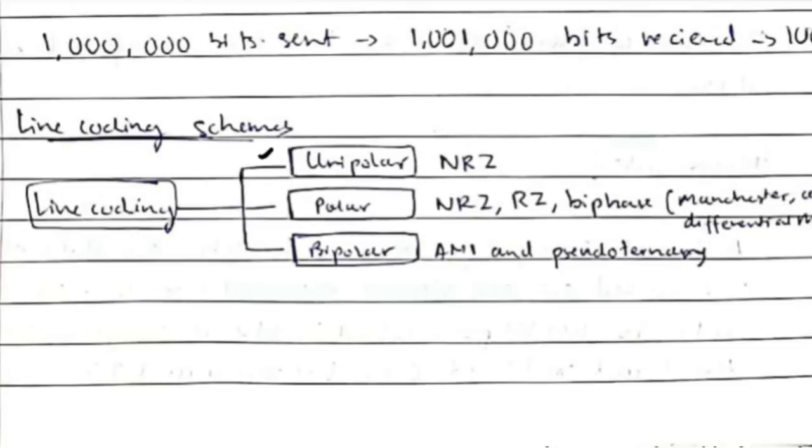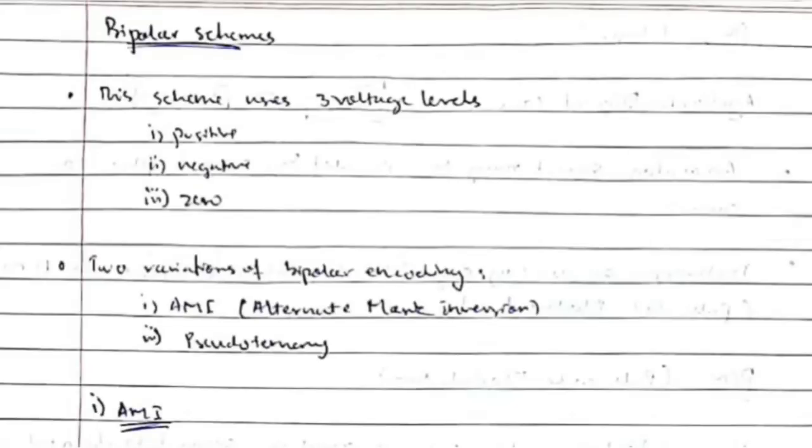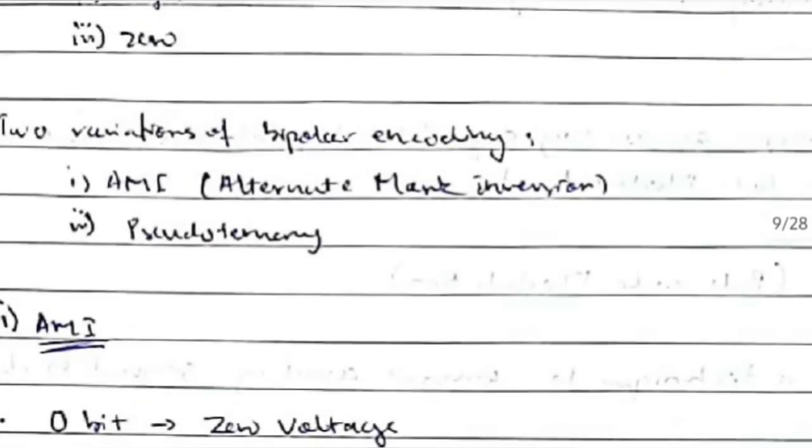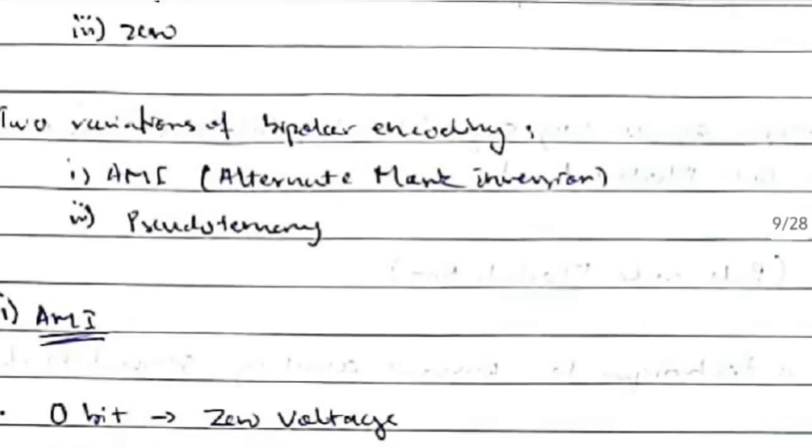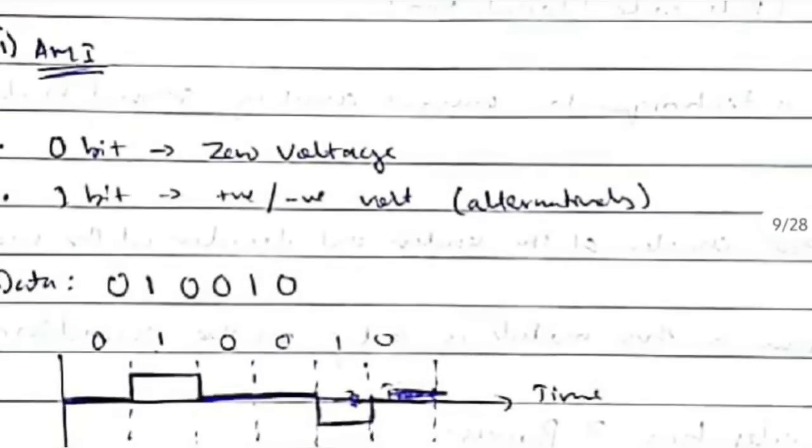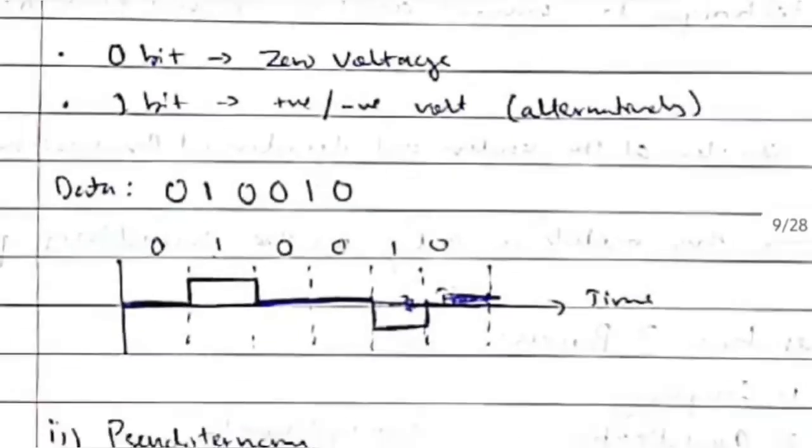The first two are over, unipolar and polar. Let's see about bipolar. Bipolar scheme is very simple. We have 3 levels: positive, negative and 0. There are 2 types, AMI and pseudo ternary. Let's see one by one. In AMI, the 0 bit is 0 voltage and 1 bit is alternating between positive and negative voltage. Let's see how it is.